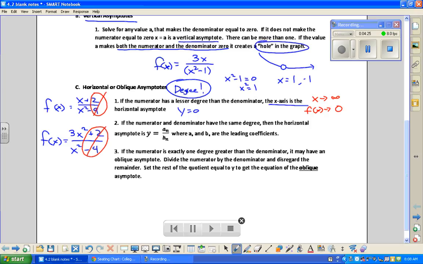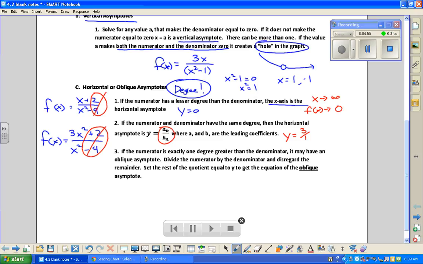But the top is how many times bigger? It's 3 times bigger. And so in this case, when they're growing at the same rate, what you want to say is that you need to compare how many of the top you have compared to the bottom. So for every x squared on top, I have 3 compared to 1 on the bottom. So here, it's going to approach the value of 3 over 1, which is 3.